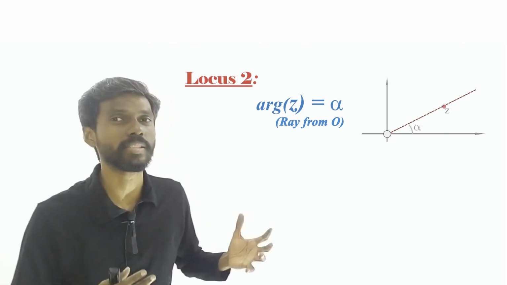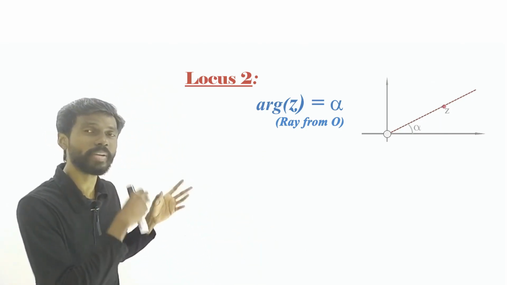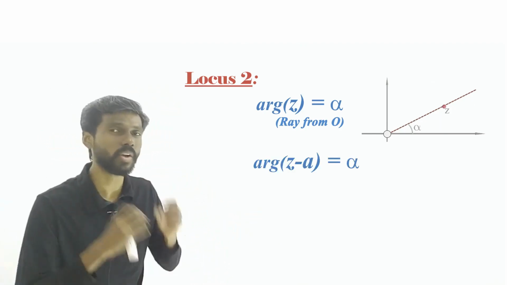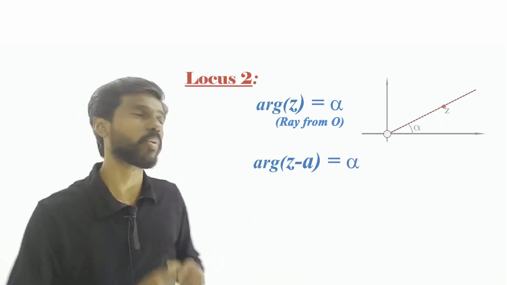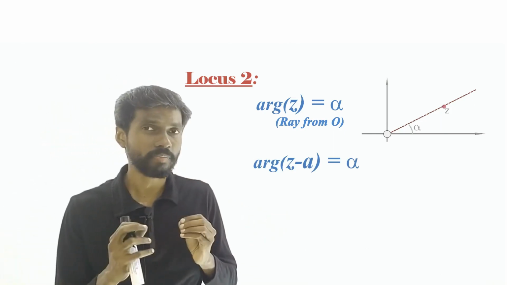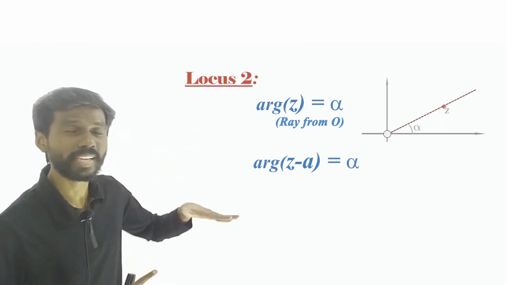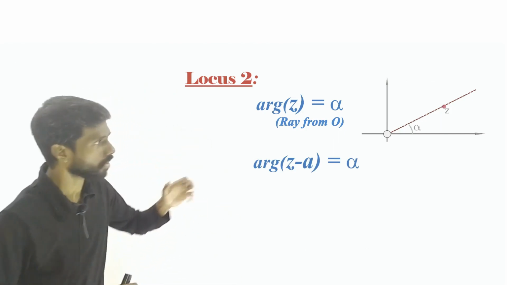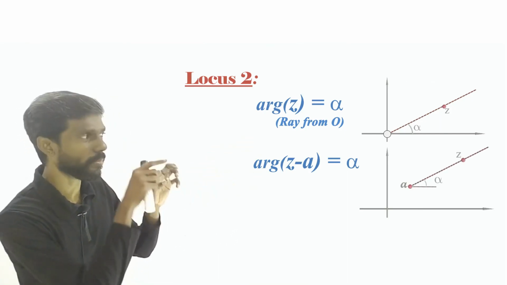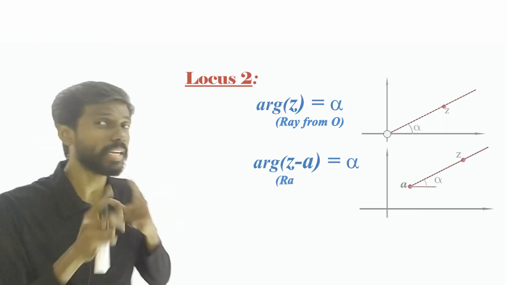Now we will generalize it. More generally, argument of z minus a equal to alpha, for some constant value a, right? A constant complex number. So what is the difference? What is the meaning of argument of z minus a? That is the angle made by the line joining z and a with the x-axis, right? So that means this angle is alpha. So what is the only difference? Instead of starting from the origin, this time that ray will start from a. Again, not including a, right?